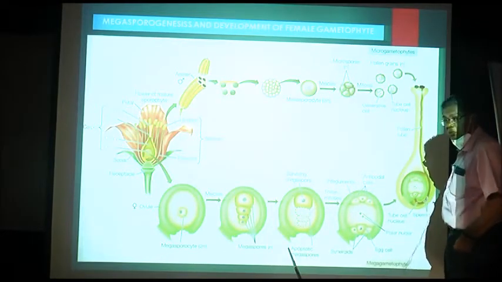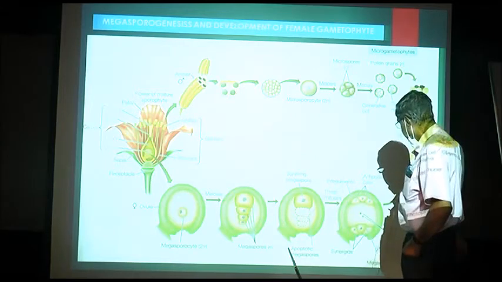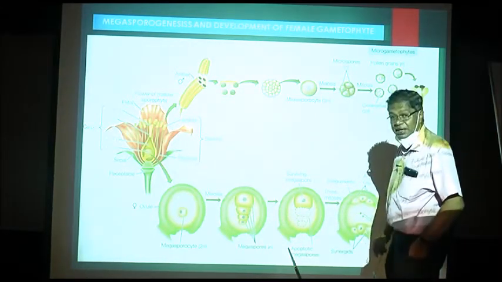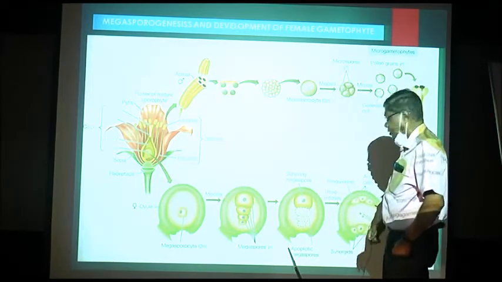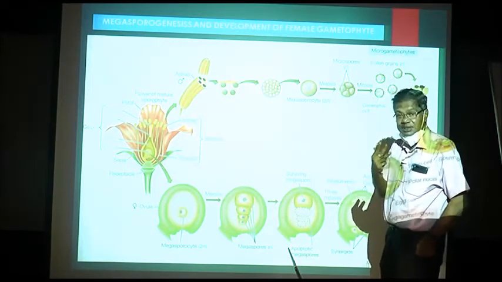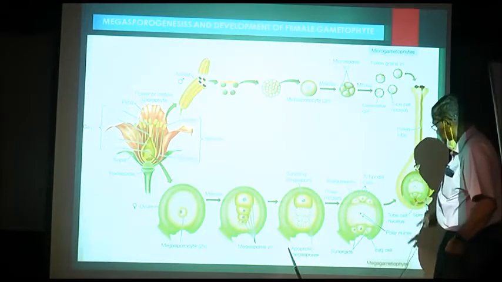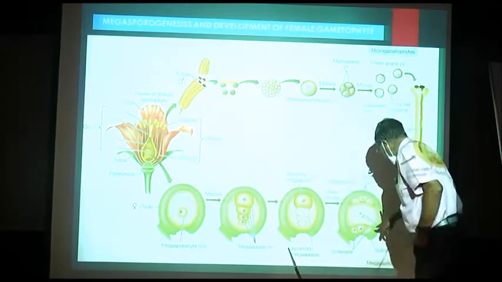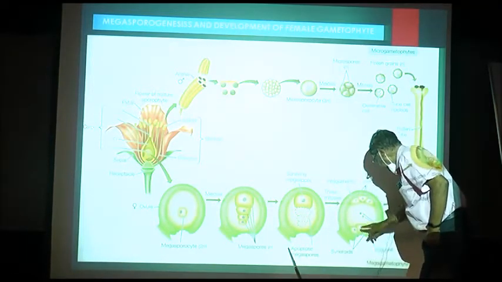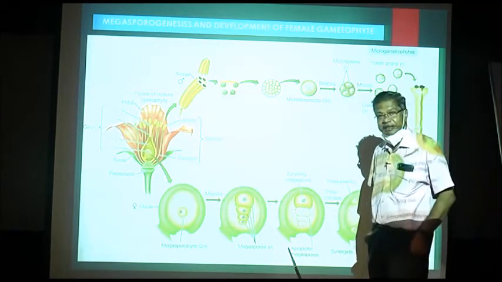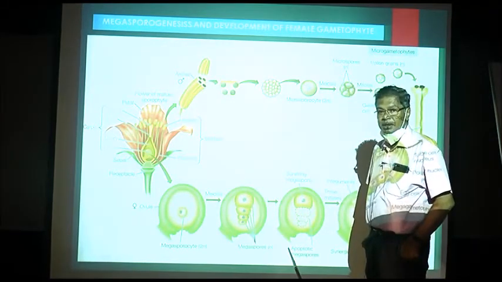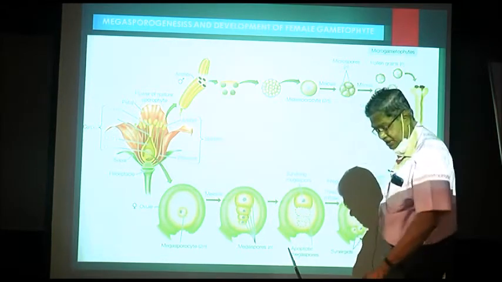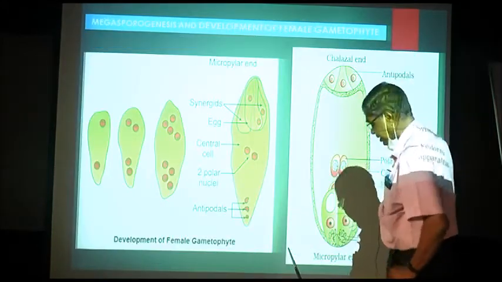They are called polar nuclei, and at the chalazal end they are called antipodals, 3 antipodals. Remember this, 3 antipodals. And at the micropylar end, the 3 cells are called 2 synergids and 1 egg cell. And these synergids help in the passage of the pollen tube. We will see it in some other diagram again.